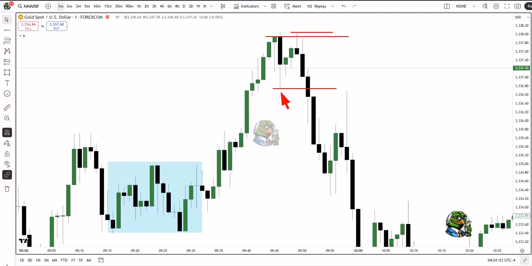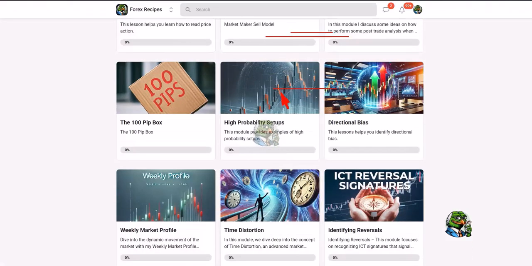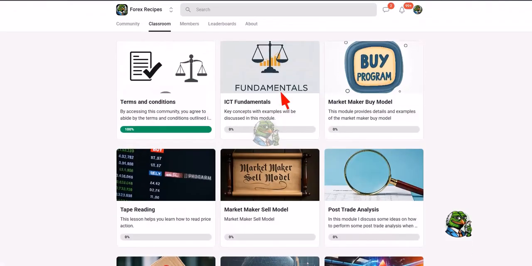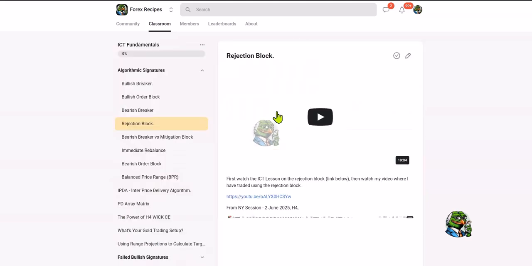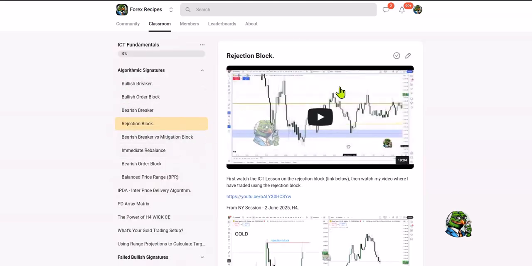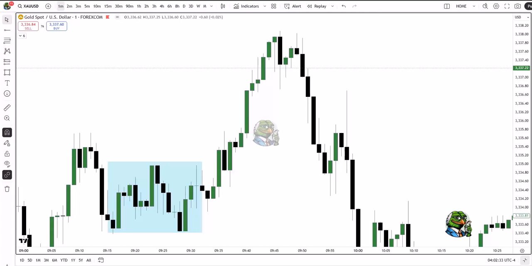Now, inside of VIP, I have lessons on all of these different ICT algorithmic signatures, what we call the PD arrays. So if I jump into a module which is called the fundamentals, you can see I've got rejection blocks documented here, videos and trade examples and a whole range of things. So there's a lot of resource made available to VIP. That's what makes VIP such an invaluable resource, okay?